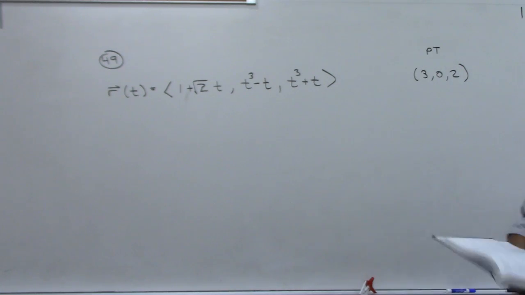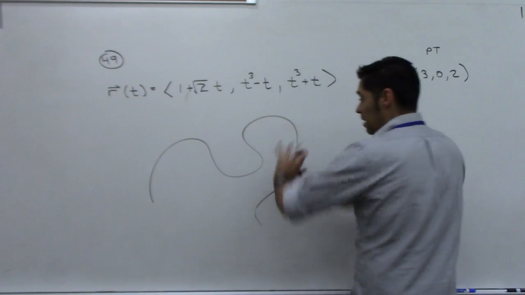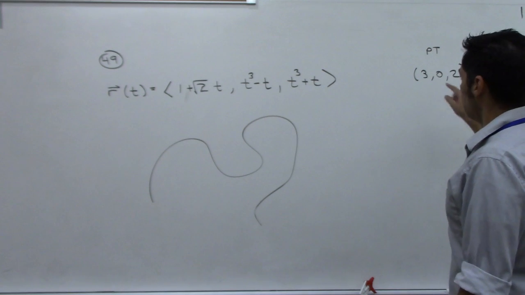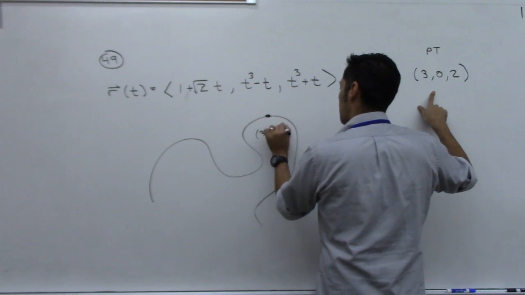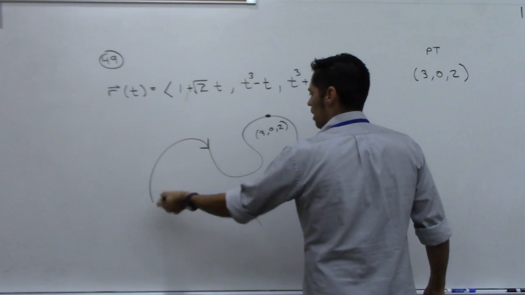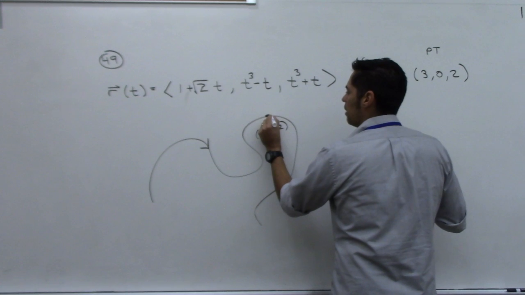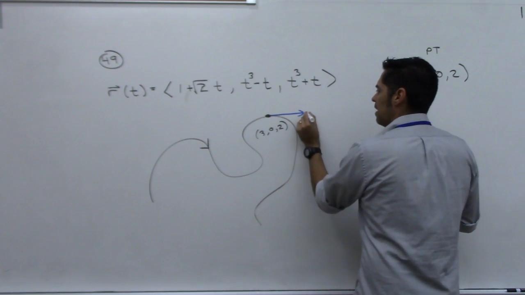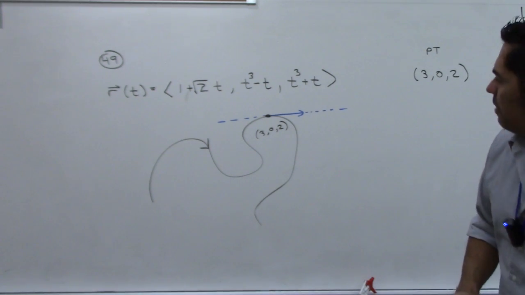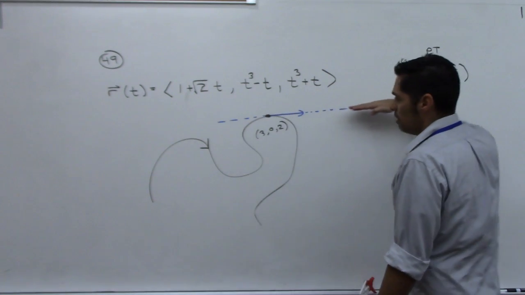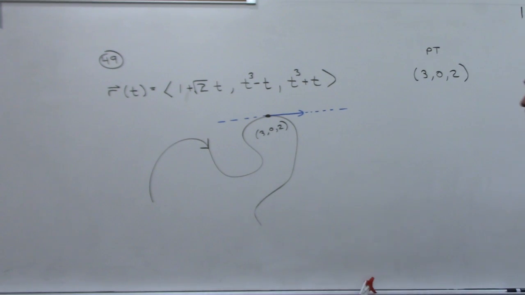Okay, so imagine that if you were to draw this, this is a curve in three-dimensional space, right? Whatever it's doing, doesn't matter, it's three-dimensional. And at a certain point on that curve, exactly the point 3, 0, 2, there's a direction that the curve's being drawn in. Then there's some tangent vector here, and that tangent vector creates a line. So I'm trying to find the parametric equations for this line right here.